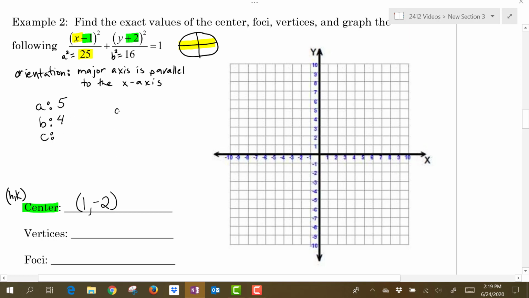Okay, what's the c value? We're going to use that formula to find c. c squared is equal to a squared minus b squared. c squared is equal to, well, the a squared value is 25, so we'll do 25 minus the b squared value, which is 16. 25 minus 16 is 9. The square root of 9 is 3.